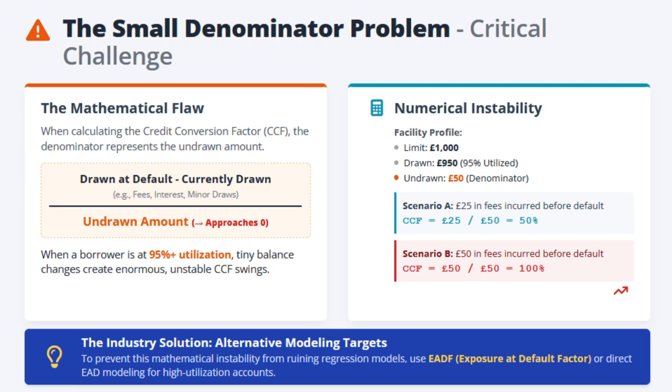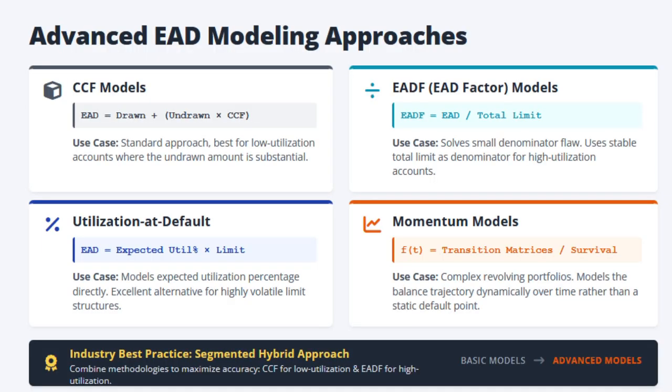So what's the industry solution? We need to use alternative modeling targets for high utilization accounts. To address this small denominator problem and improve the model performance, banks use several sophisticated approaches. It can be the EADF model, that is the EAD factor model. Here, instead of modeling CCF, we model the EAD as a proportion of the total limit, and this uses the stable total limit as denominator, avoiding the mathematical instability.